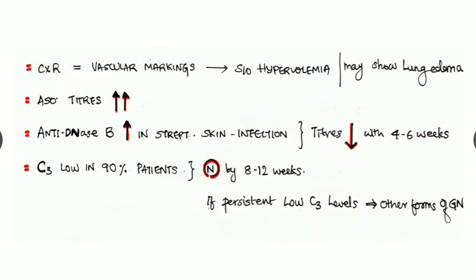In the chest X-ray, we can see increased vascular markings which is suggestive of hypervolemia, and it may also show lung edema if it is present. And anti-streptolysin O titers are very high. Anti-DNase B levels are high in streptococcal skin infections, and these titers reduce within 4 to 8 weeks. Complement 3 levels are low in 90% of the patients, and it becomes normal by 8 to 12 weeks. If there are persistent low levels of C3, then it may be other forms of glomerulonephritis.